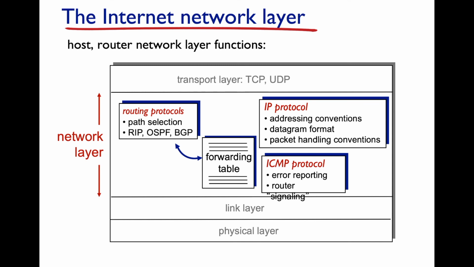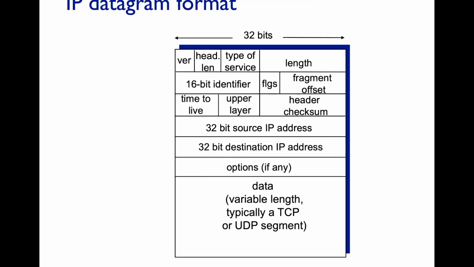It is also responsible for the IP protocol, and that includes the addressing convention for IP addresses, the format of datagrams of the actual data, and also handling standards for packets. There's also error reporting called ICMP, Internet Control Message Protocol, and that's for error reporting and looking at the status of routers and for signaling various things about the network infrastructure as it pertains to layer 3 or the network layer. So this is the IP datagram format.